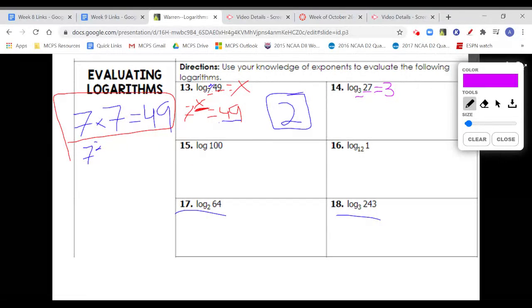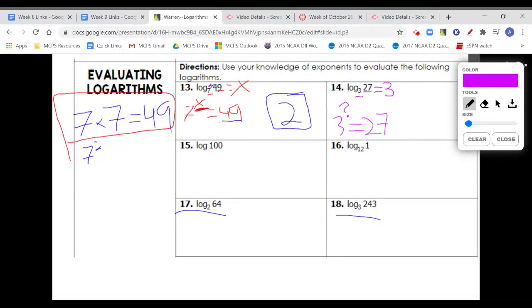But again, if it helps you to rewrite it in exponential form first, I could say, how do I get from 3 to 27? And that might help you see it and visualize it better and in a more familiar way while you start to get used to logarithms.